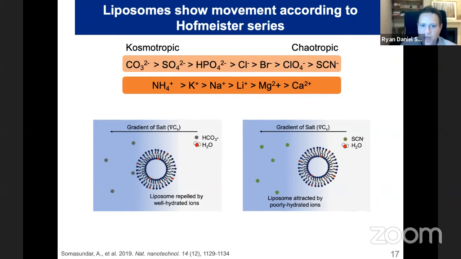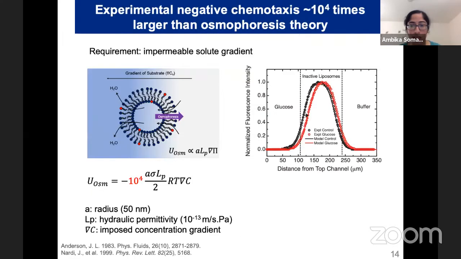Great. Another question I had was, does anything other than the salt affect the movement of the liposomes? Yes, definitely. When we were trying to rule out osmophoresis, the solute that we used was glucose. So even other well-hydrated molecules are able to show this negative chemotaxis. But going towards the other side, we actually saw that some amino acids are able to show positive chemotaxis of the lipid vesicles. We're still exploring that and trying to figure out what exactly is going on.